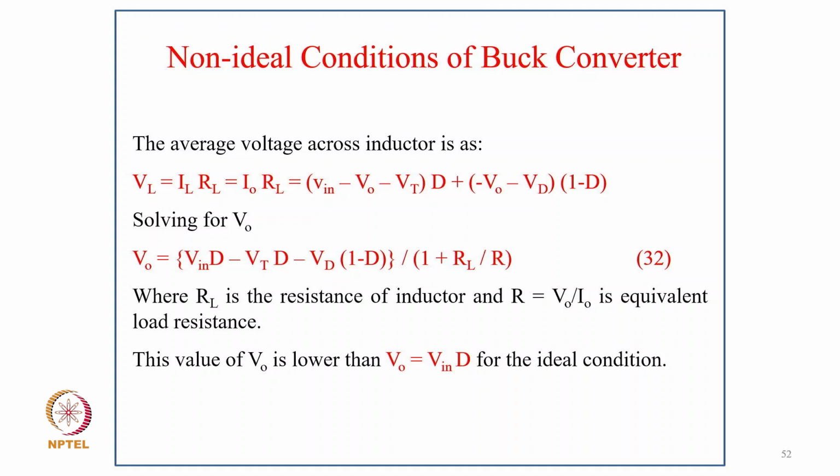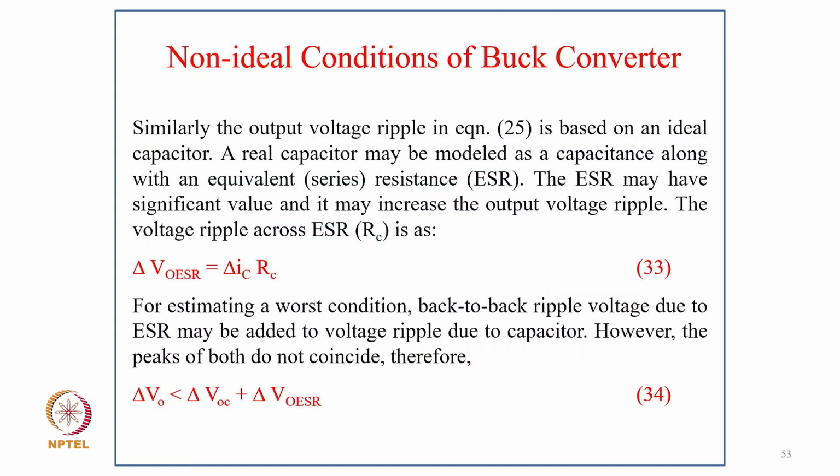So where L is the resistance of the inductor and R is the load resistance, the value of Vo is lower than Vo equal to Vin, which is for the ideal condition. So it means in practical conditions, the output voltage will be lower than in the ideal condition. Now similarly, the output voltage ripple is based on an ideal capacitor.